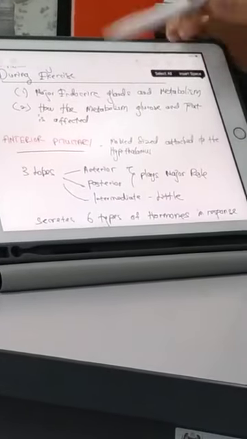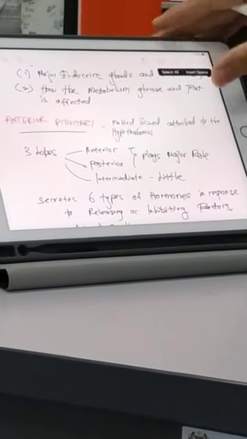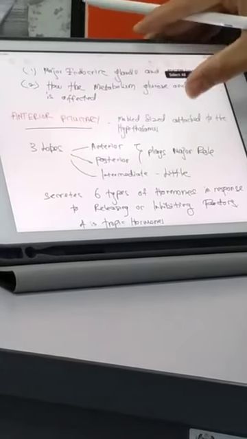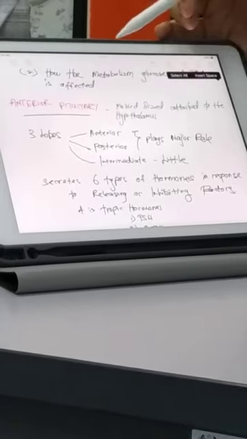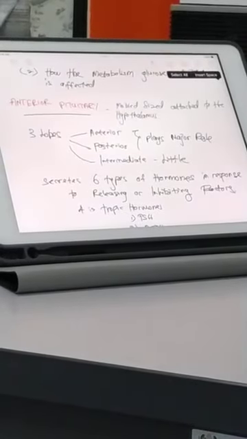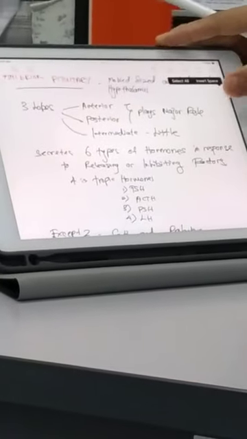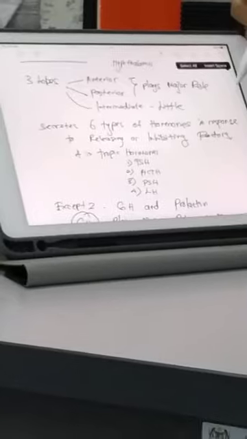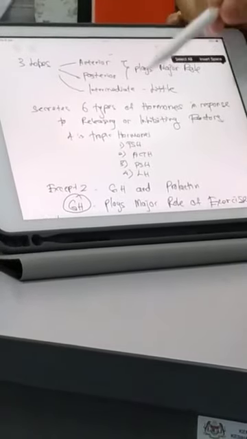The first one is the anterior pituitary. This is a pea-sized gland attached to the hypothalamus. It consists of three lobes: anterior, posterior, and intermediate. The major role in exercise is played by the anterior and posterior, while the intermediate has only a little role in secreting hormones. There are six types of hormones released in response to releasing or inhibiting factors, of which four are tropic hormones. Tropic hormones are those that act on other organs.